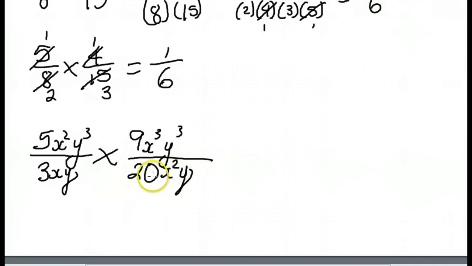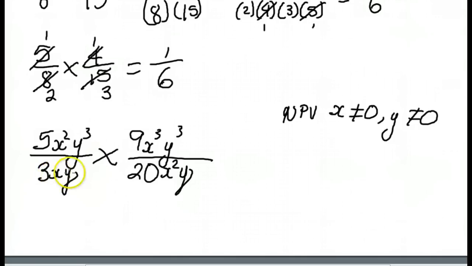Okay, so the first thing is we recognize there are non-permissible values here, right? And that is simply that x cannot equal 0 and y cannot equal 0. Okay, those are the NPVs. If x were to be 0, you'd be dividing by 0. Same thing with y.